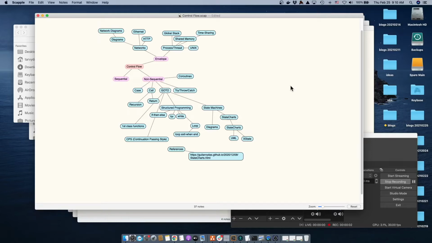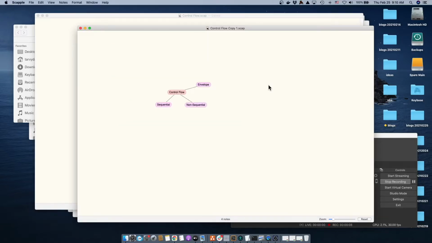I'm going to talk about control flow. This is a kind of a map of where we're going. I'm going to simplify it. I break control flow up into three main categories: sequential, non-sequential, and an envelope, or what we call multitasking these days. Sequential is where one action happens after another.